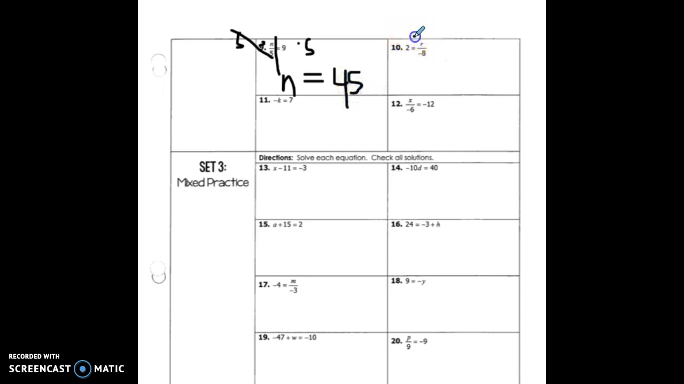I'm going to do the same thing here. I find my R, and I see I'm dividing by negative 8, so I'm going to multiply by negative 8. So when I take 2 times negative 8, remember a negative times a positive gives me a negative 16.